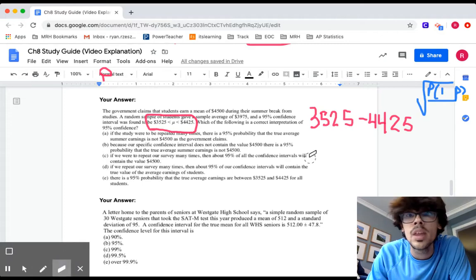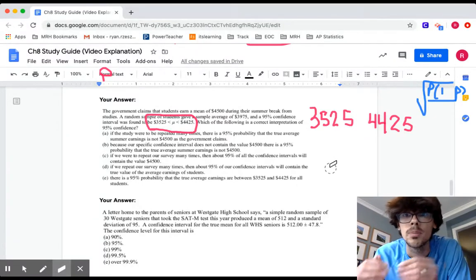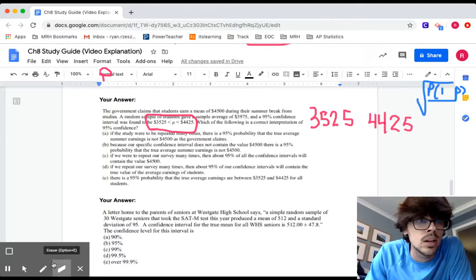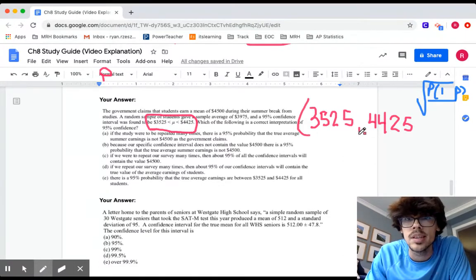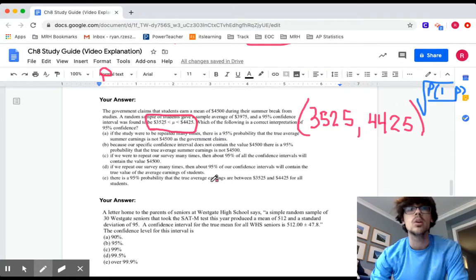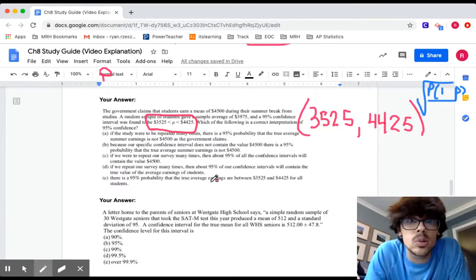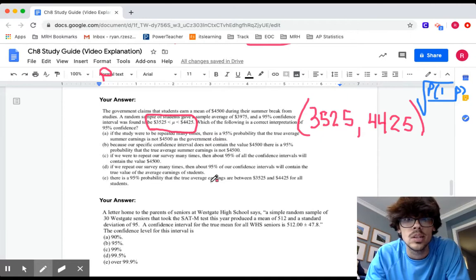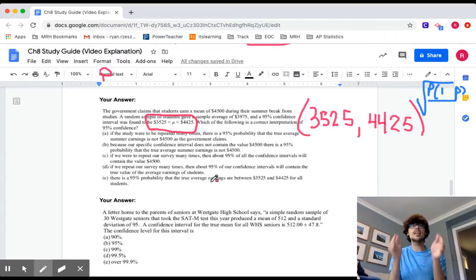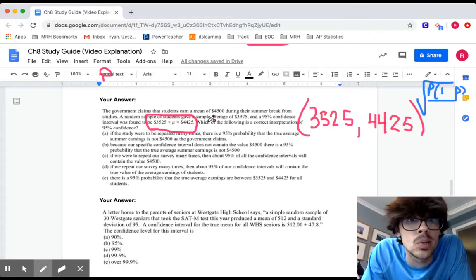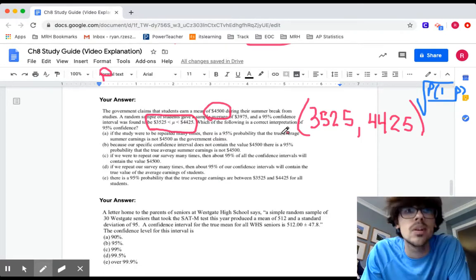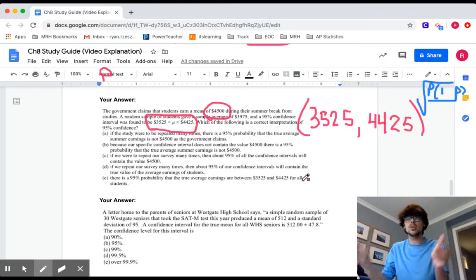Instead, you need to either write the word "to," like from 3525 to 4425, or just use our interval notation, which is this guy with the comma. So this is what their interval is. They did a 95% confidence interval, and they want to know what the interpretation is of 95% confidence. This is asking for the script for a confidence level. Confidence level says if you make lots and lots of intervals, what percent of them approximately would capture the real answer, whatever it is? We don't actually know the real answer in this problem. The government's claiming it's 4,500, but we're trying to capture whatever the real answer is.